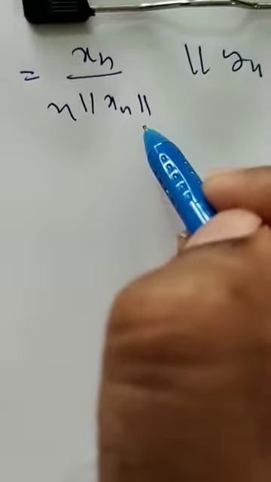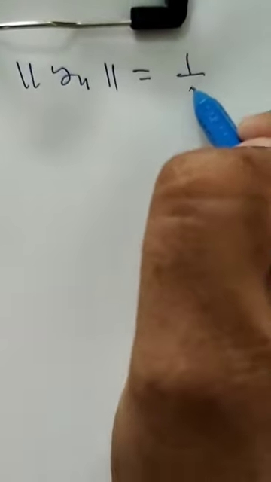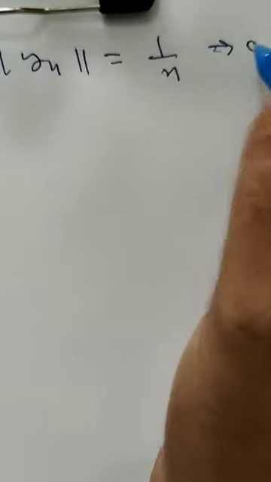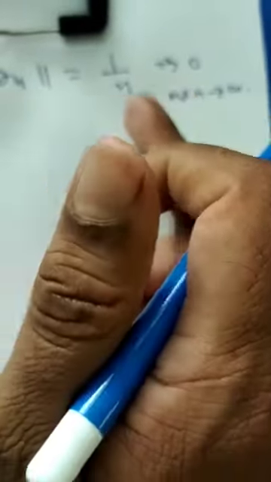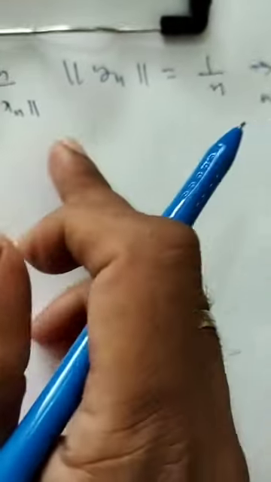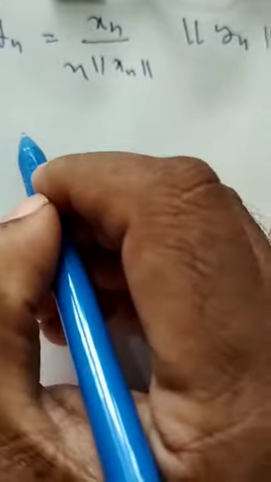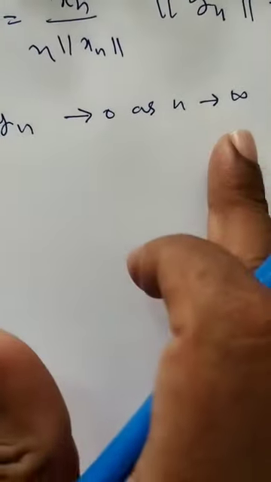Then what about the norm of yn? The norm of yn becomes norm of xn by n times norm of xn. So you know that the value is equal to 1 by n. So 1 by n tends to 0 as n tends to infinity. Therefore, what you can say, yn converges to 0 as n tends to infinity.